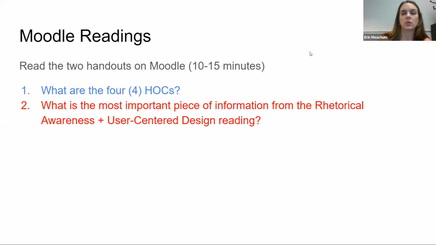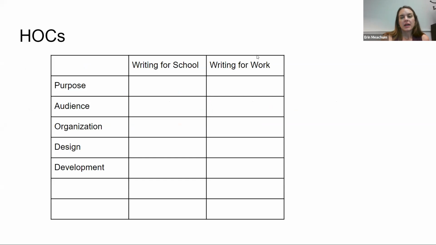Like, what's the message that you want to get across? So let's take a look here. Some of the higher order concerns from the other reading. So it's going to be focus and purpose, right? They kind of use those terms interchangeably. Your audience, right? Your organization and design, which I've split up into two actually, because I think they're both important. And then finally, your development. So actually looking at what kind of evidence you have to support.